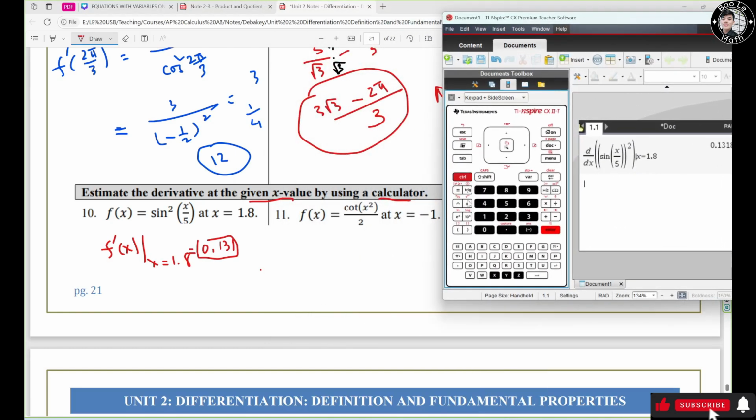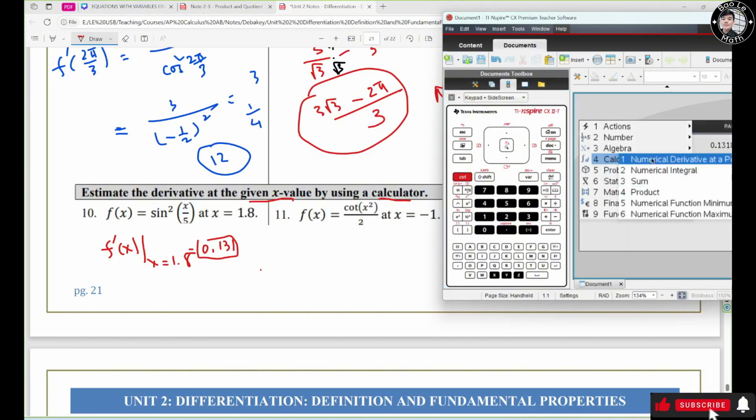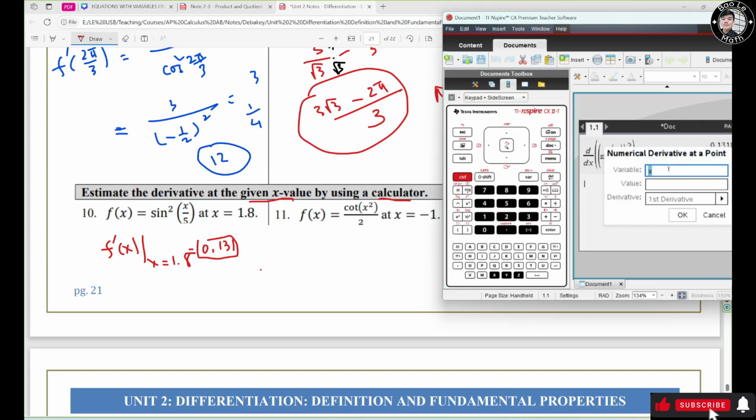So I'm gonna hit menu, calculus, numerical derivative, right? This is s, then the value right here should be -1. So -1, and then hit OK. Now, since you have cotangent of s squared, this is different from cotangent squared of s, so you need to be careful. Number 11 is different from number 10.